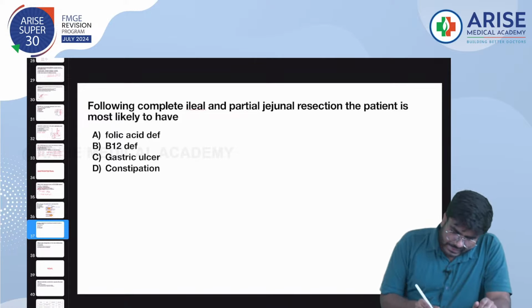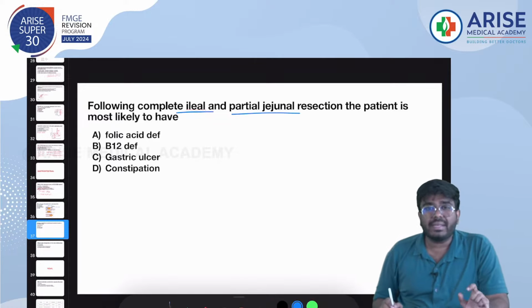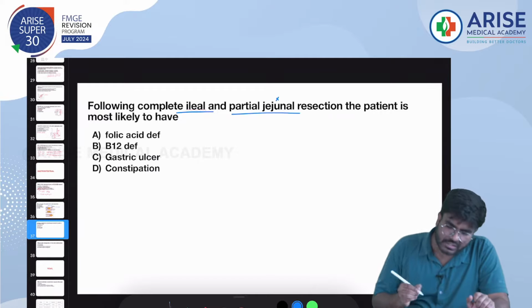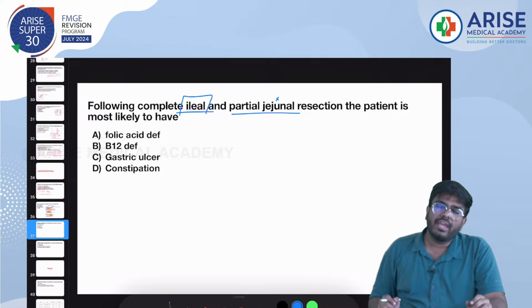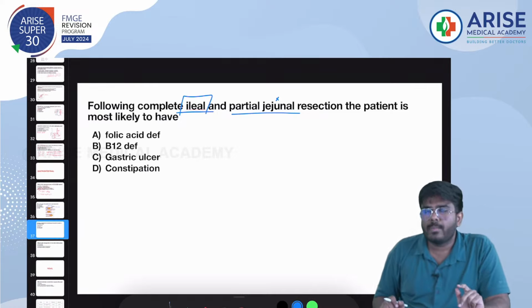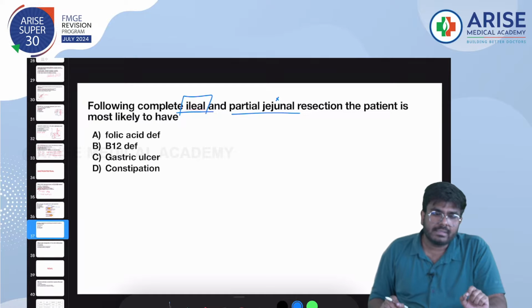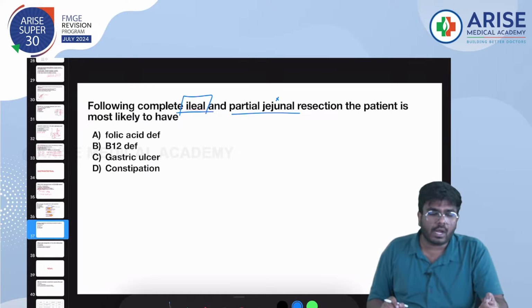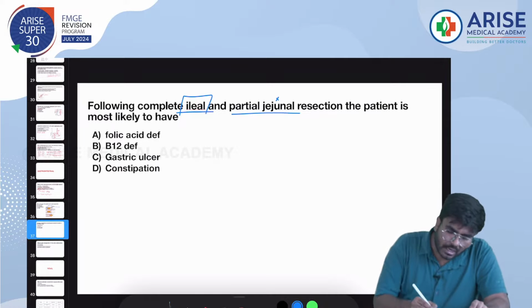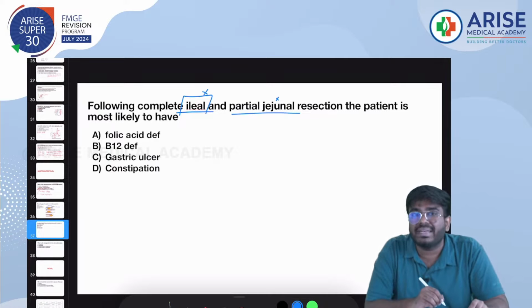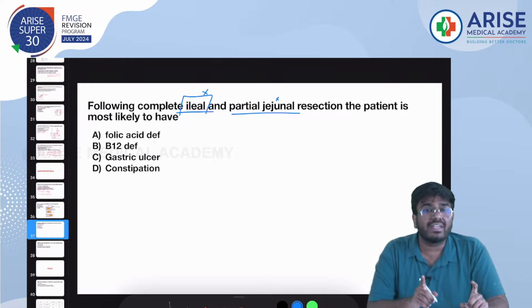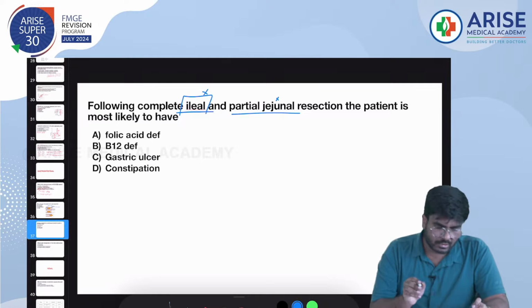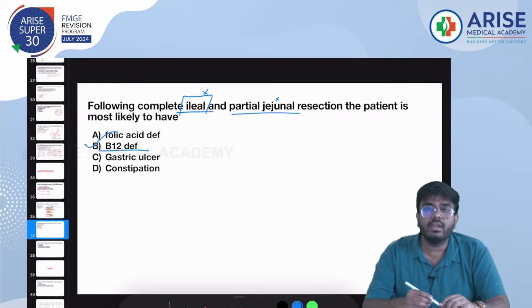Next. Following a complete ileal resection, partial jejunal resection. Here the complete ileum is gone. We have removed the complete ileum in the patient. If we remove the complete ileum, certain substances are definitely not going to be absorbed. Which substances are not going to be absorbed? You know, the ileum is a place where vitamin B12 is absorbed. So this patient is going to have vitamin B12 deficiency.